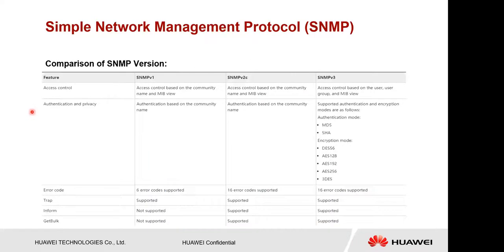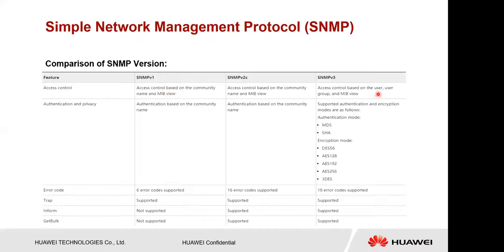In this table here, I have summarized the features that are supported in SNMP V1, V2C, and also V3. The first one is access control. For SNMP V1 and V2C, we use access control based on the community name, which is the read and also write. And also we use the MIB view, management information base, which has the information of the database of the device, which covers the entities of the device.